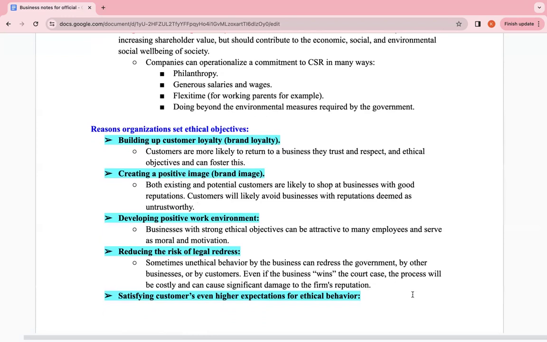Reducing the risk of legal redress. Like I said, there are many legalities. Some unethical behavior by the business can be redressed by the government or by businesses or by customers. Even if the business wins the court case, the process will be costly because hiring lawyers is extremely costly and time consuming, and also causes damage to the firm's reputation, which will harm its brand image, like I previously mentioned.